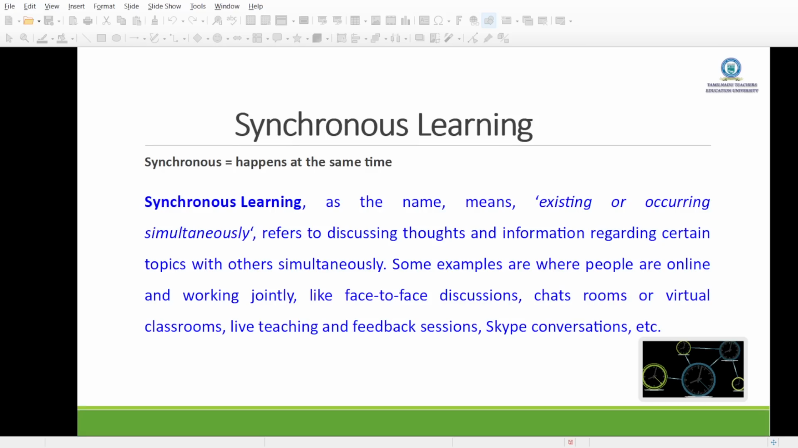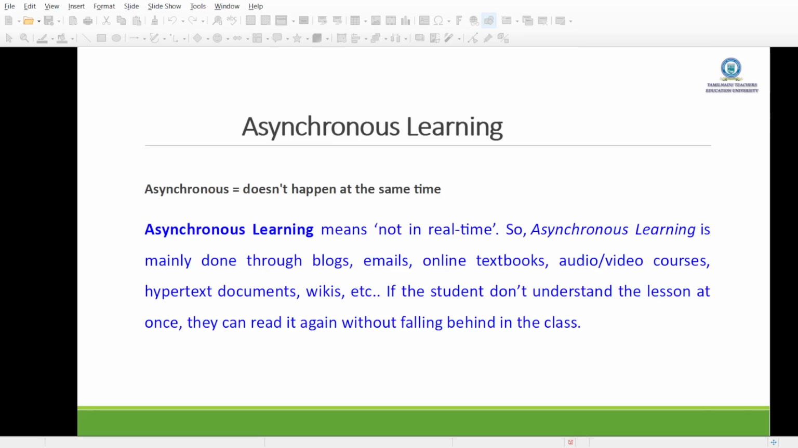First one is synchronous learning. As the name means, existing or occurring simultaneously, it refers to discussing thoughts and information regarding certain topics with others simultaneously. Some examples are where people are online and working jointly, like face-to-face discussion, chat rooms or virtual classroom, live teaching and feedback session, Skype conversation, etc. On the whole, synchronous means happens at the same time. And what is asynchronous learning?